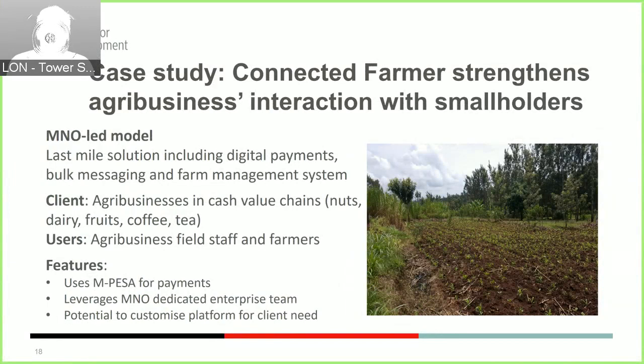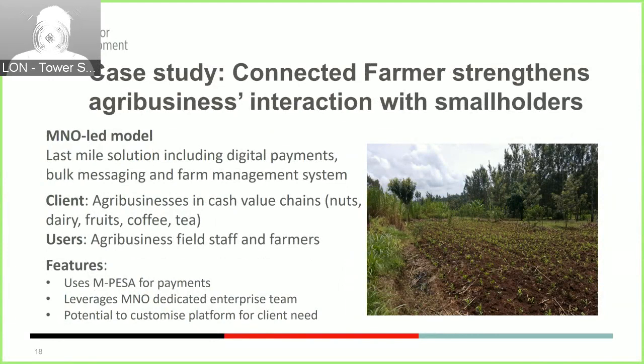So the third use case today that we're going to look at might be familiar to quite a few of you, is the Connected Farmer solution. So I should mention that this is, for us at least, what we've seen as a pioneering agribusiness digitization solution led by an MNO. So a bit in a nutshell, what is Connected Farmer?